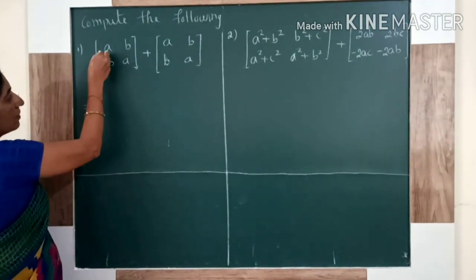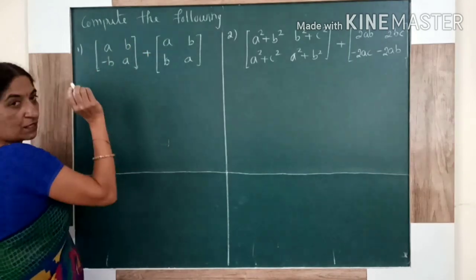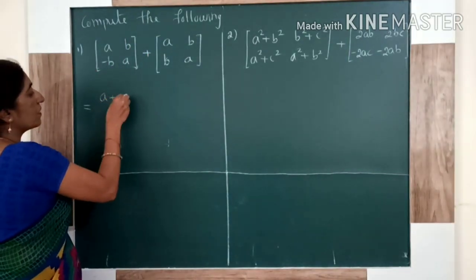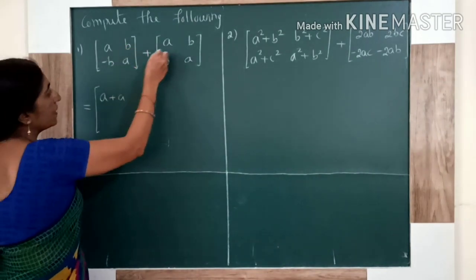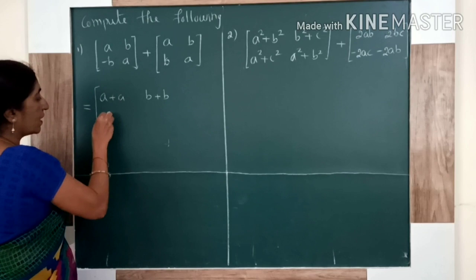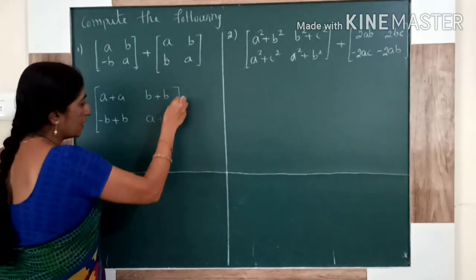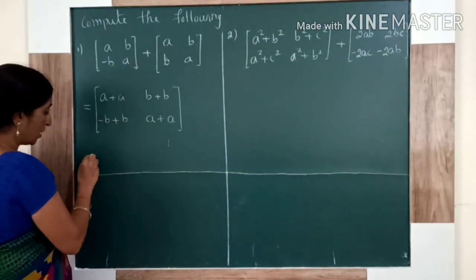In the first one, see the corresponding elements. The first element is A, here also the first element is A: A plus A. Then go for the next element. It is B plus B. But it is minus B and it is plus B. Again it is A plus A. We are just adding the corresponding elements.